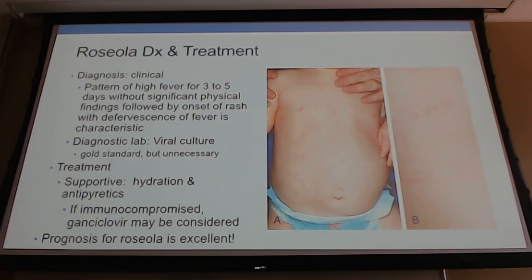You can get a viral culture. It is not necessary. I think in 12 years I have never gotten a viral culture, but if you're doing electron microscopy for things and you want to do viral cultures, that's the gold standard. Again, supportive care, you can do ganciclovir if they are immunocompromised. Again, I don't think I've ever seen that we do this. So that would be very extenuating situations.